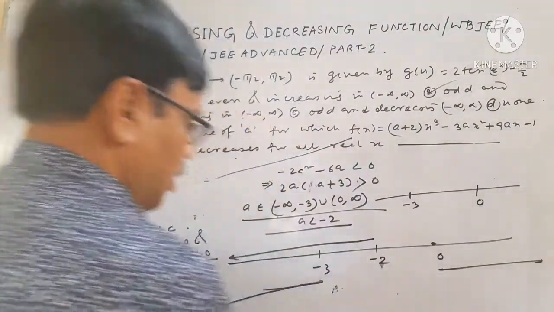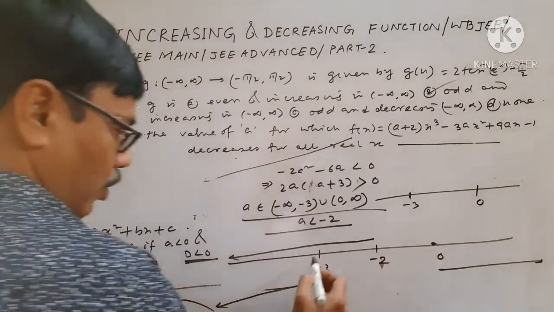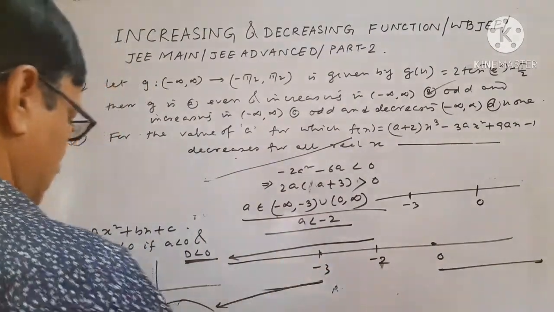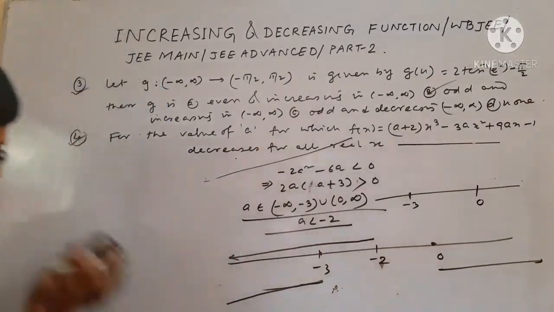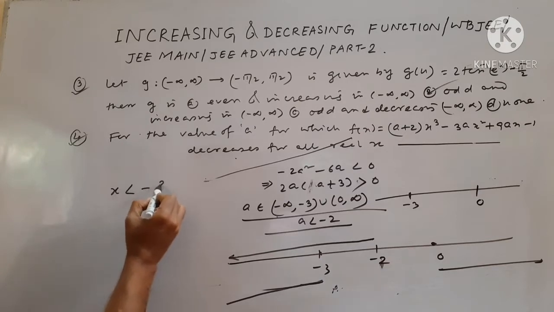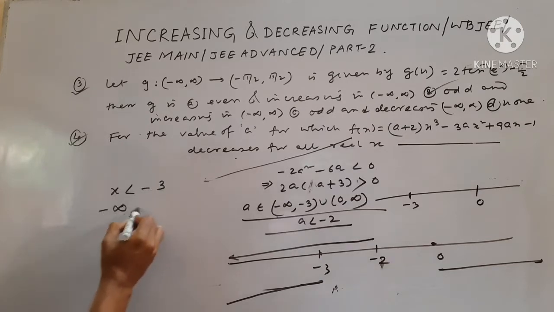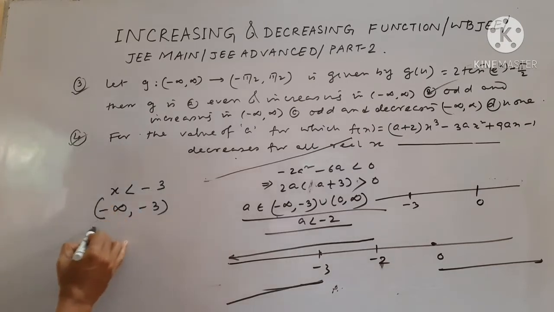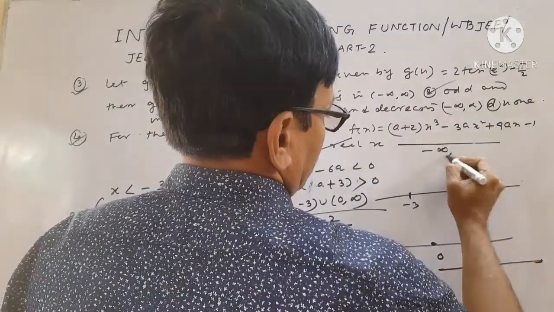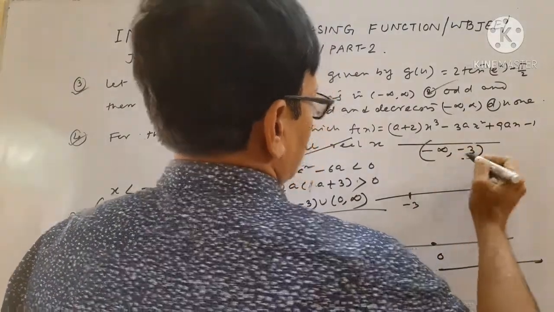So what is our common part? The common part is x less than minus 3. So x less than minus 3 is the common part, that is minus infinity to minus 3. So it is decreasing when x is in minus infinity to minus 3.